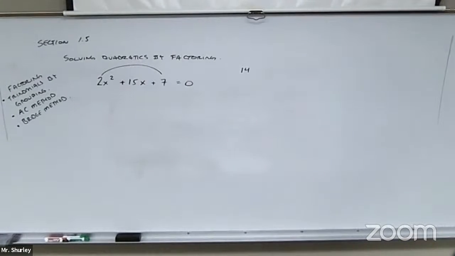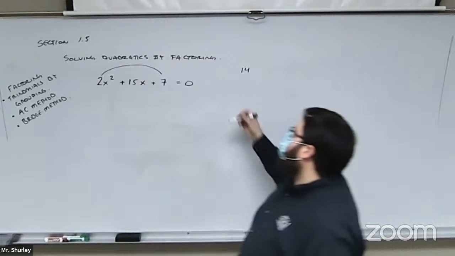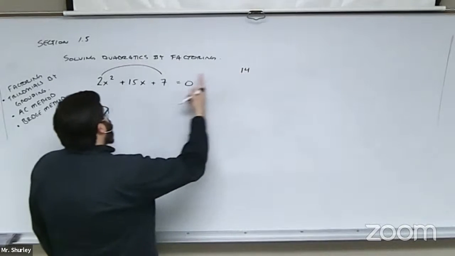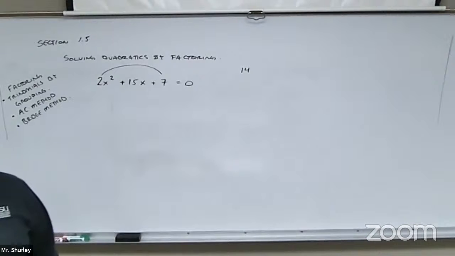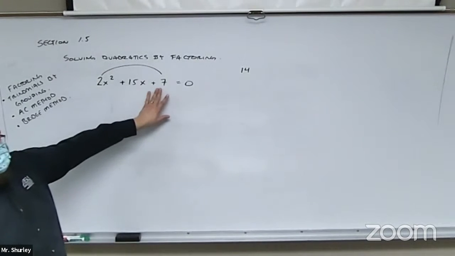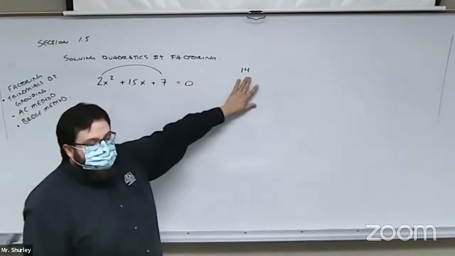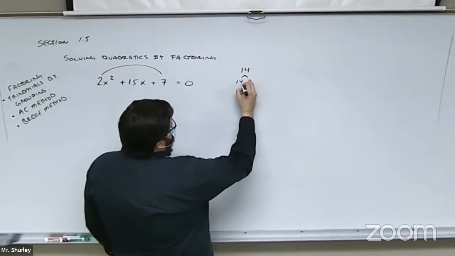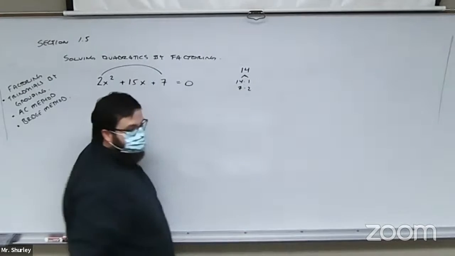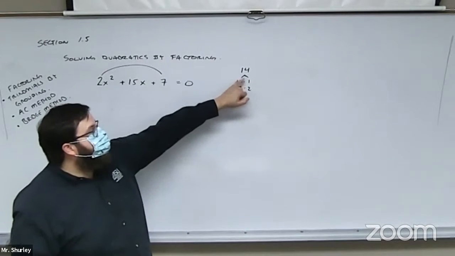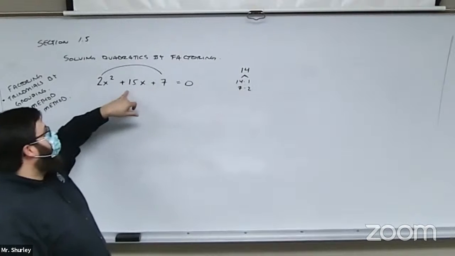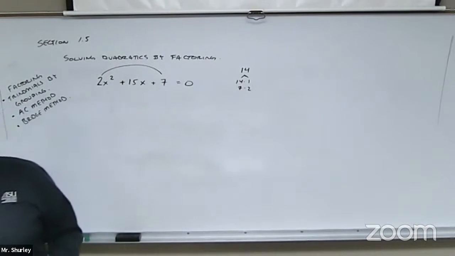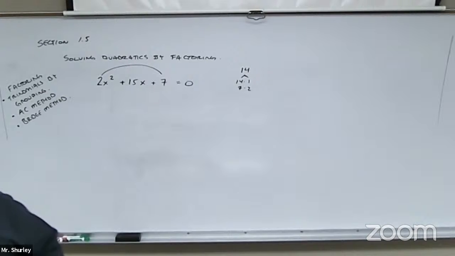Then we're going to do the same thing we did earlier, actually. It's what two numbers multiply to give me 14 that add to give me 15? So instead of the constant over here, it's the number when you multiply the A and C. So we know 14 times 1, 7 times 2, right? Hey, 14 and 1 multiply to give me 14 and add to give me 15. So I'm going to use 14 and 1. Okay, so here's how we do this.